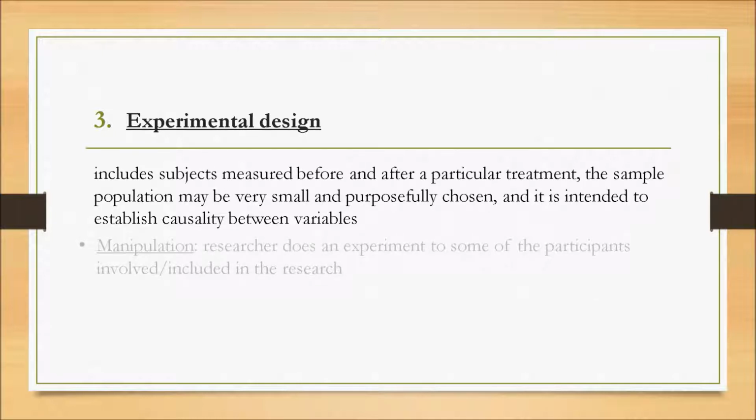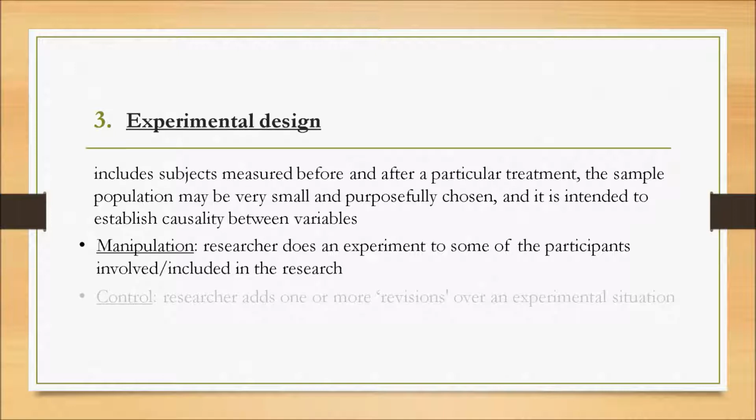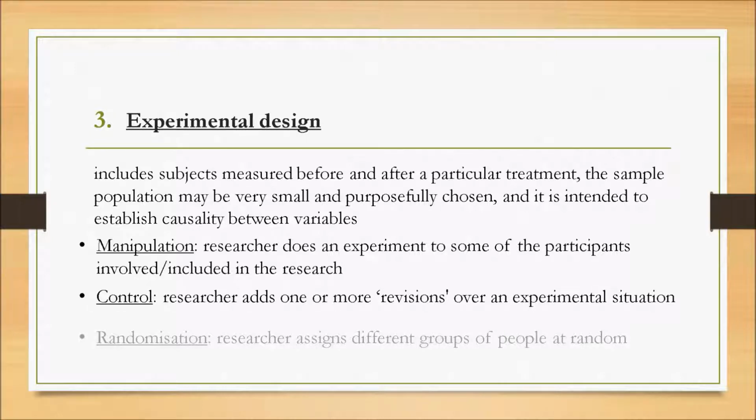Manipulation. Researcher does an experiment to some of the participants involved or included in the research. Control. Researcher adds one or more revisions over an experimental situation. Randomization. Researcher assigns different groups of people at random.